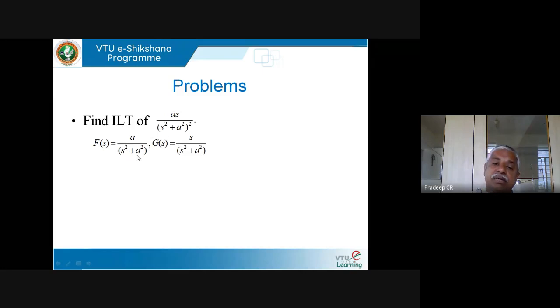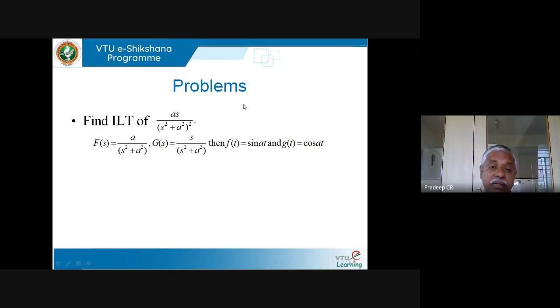What is the inverse Laplace of this? Sorry, this is sine at. And the inverse Laplace of this is cos at. So both inverse Laplaces are easy to find. That's why it's written f of, it's written here. The inverse Laplace of capital F of s is small f, which is sine at. The inverse Laplace of capital G is small g, which is cos at.